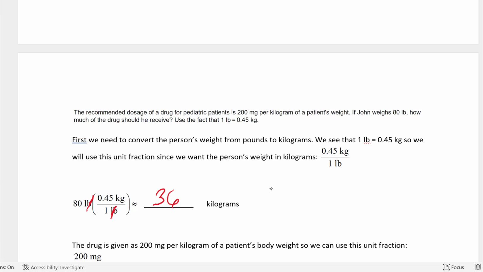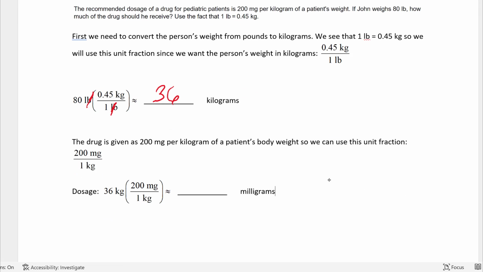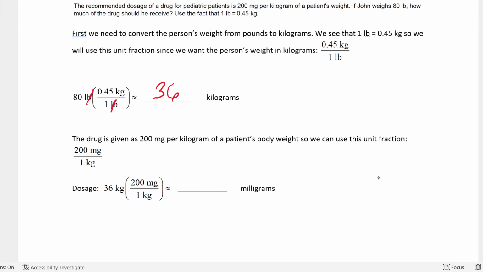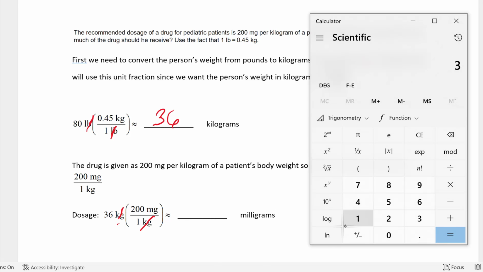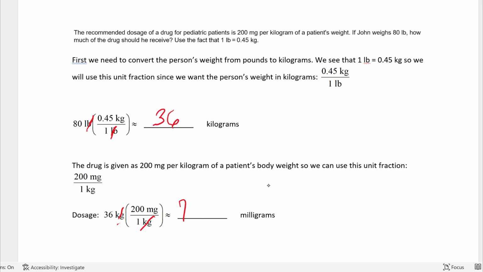All right, so now the dosage is 200 milligrams per kilo. You could just multiply it because that makes sense. Probably people can figure that out. But if you want to do the same process we're using, the unit fraction we're going to use is 200 milligrams per kilogram. And again, setting up my equation the same way, I notice that the kilograms are going to cancel. Then I'm going to multiply the 36 kilos times the dosage of 200 per kilo. And so John is going to be dosed with 7,200 milligrams of whatever that drug was.